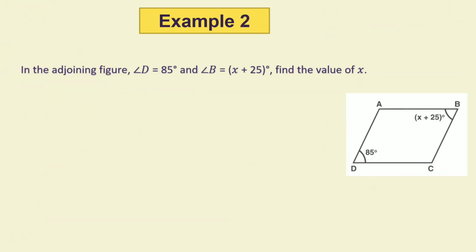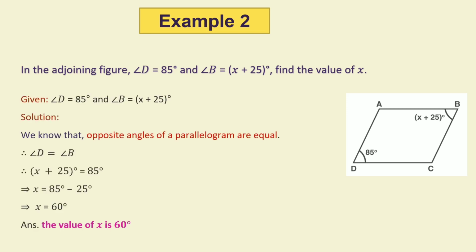Now example 2. In the adjoining figure, angle D is given as 85 degree and angle B is given as x plus 25 degree. We have to find the value of x. We will write given angle D is 85 degree and angle B is equal to x plus 25 degree. What is the solution? Opposite angles of a parallelogram are equal. So angle D will be equal to angle B. Now angle B was x plus 25 degree is equal to 85 degree. 25 degree will be transposed. So 85 minus 25, that is x is equal to 60 degree. We got the value of x as 60 degree.